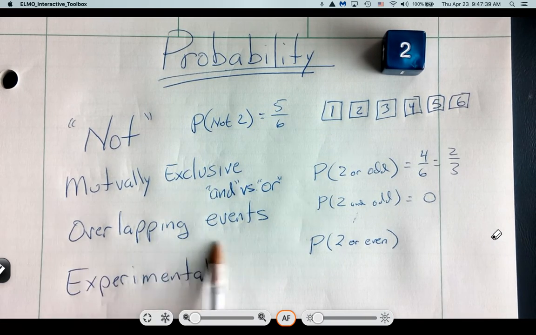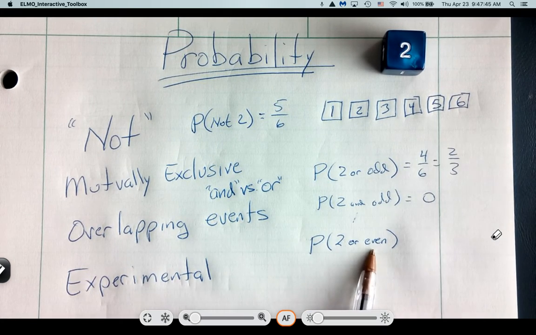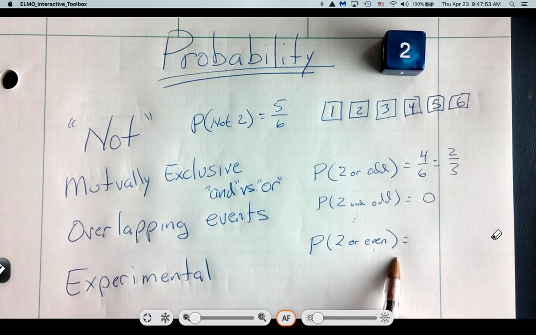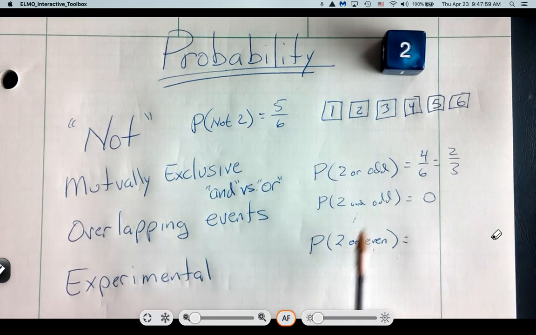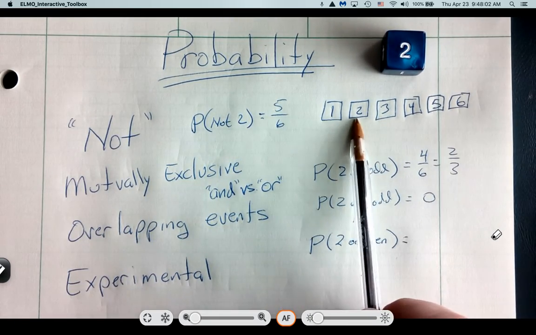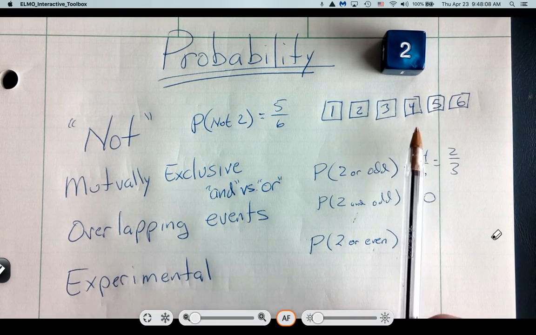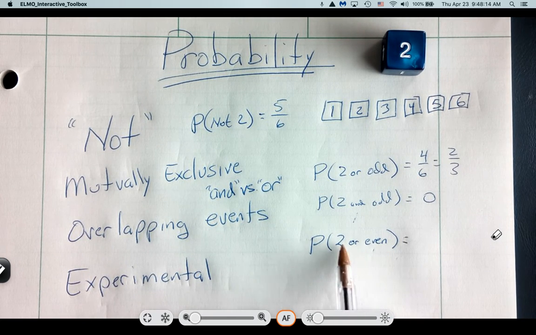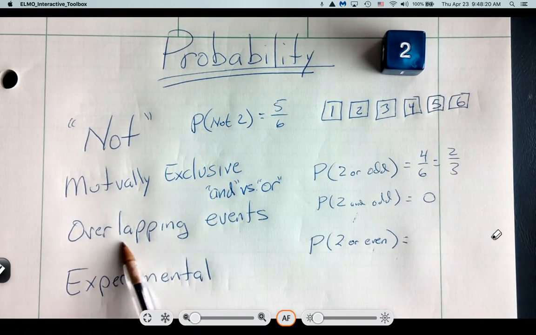But there is what's called overlapping events. If I wanted to do the probability of a 2 or an even, 2 is even, and an even might be 2. So be careful when you calculate this probability, as you don't want to double count the 2. You don't want to say, all right, I have 1 chance in rolling a 2, and then to roll an even, I have 1, 2, 3 chances. So I add the 1 to the 3, that'd be 4. That would be incorrect, because you've double counted the 2, which is both the 2 and the even. So we don't want to double count when we have overlapping events.